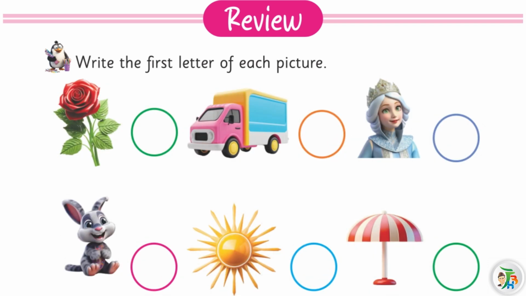Review. Write the first letter of each picture. Look at the rose. Write the first letter, R. Look at the van. Write the first letter, V. Look at the queen. Write the first letter, Q. Look at the rabbit. Write the first letter, R. Look at the sun. Write the first letter, S. Look at the umbrella. Write the first letter, U.